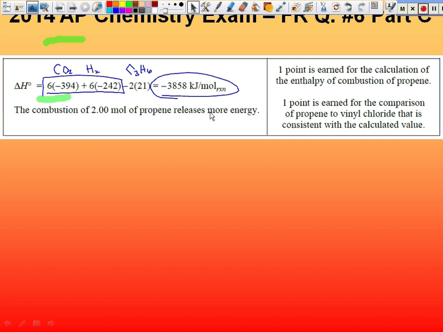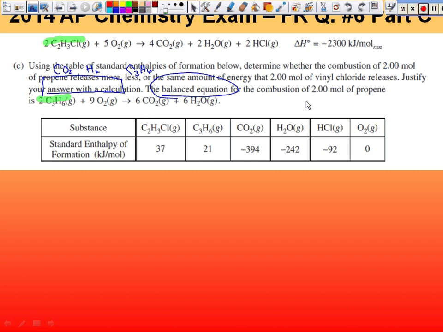I agree with you. I don't like this. It should not be. But I think the reason they can get away with it is because the question stated 2 moles of propene. I agree with you. But they got away with it because of the question. Mary?